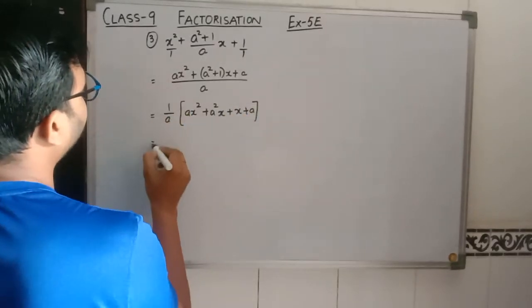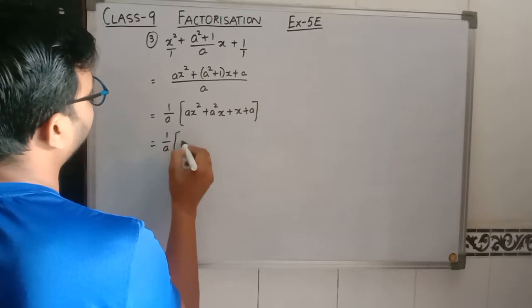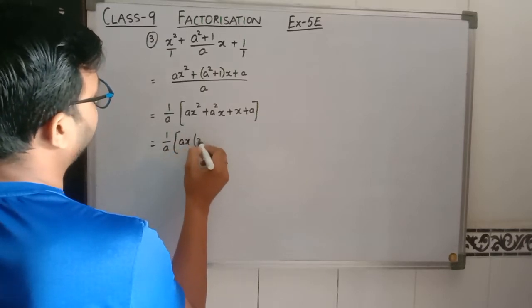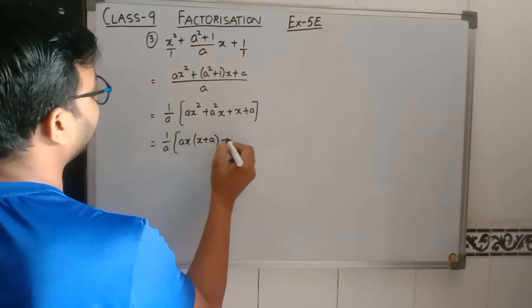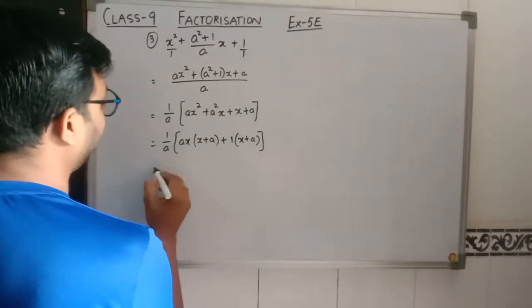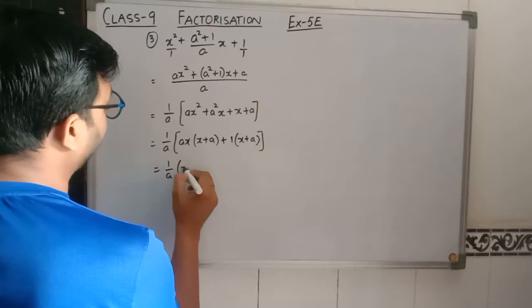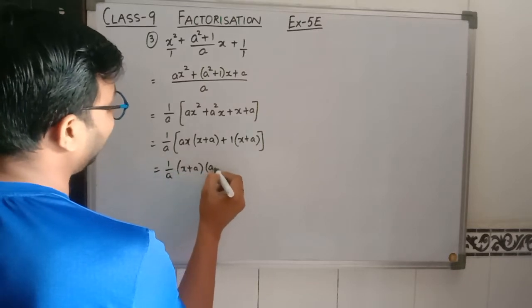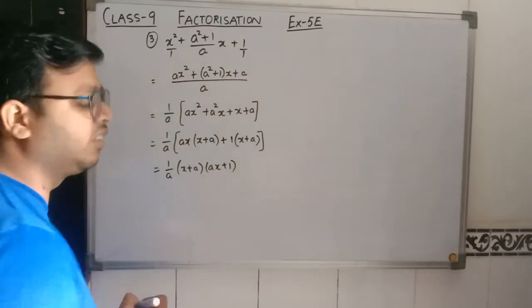Now, in the first two terms, you can take ax as common. So, in bracket, x plus a will be remaining. And in the last two terms, nothing is common, so you can take 1 as common. So, again, x plus a. So, x plus a in the first bracket and ax plus 1 in the second bracket.